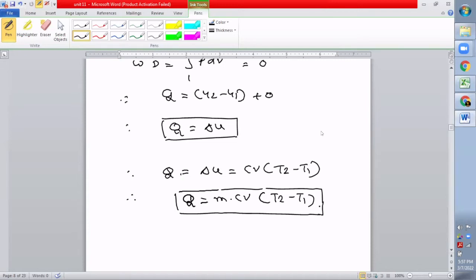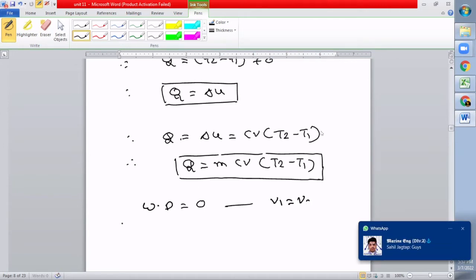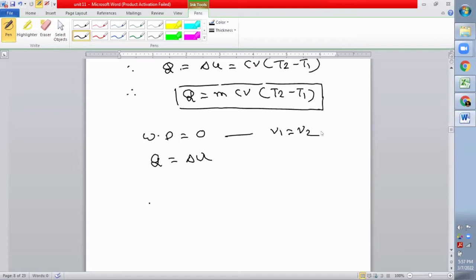So in this analysis of the first law for a closed system, we understand that work done in the case of a constant volume process is always equal to 0, as V1 is equal to V2. At the same time, Q is equal to the change in its internal energy, that is, Q is equal to del U, or del U is equal to Q. And at last, del U is equal to mCV multiplied by T2 minus T1.